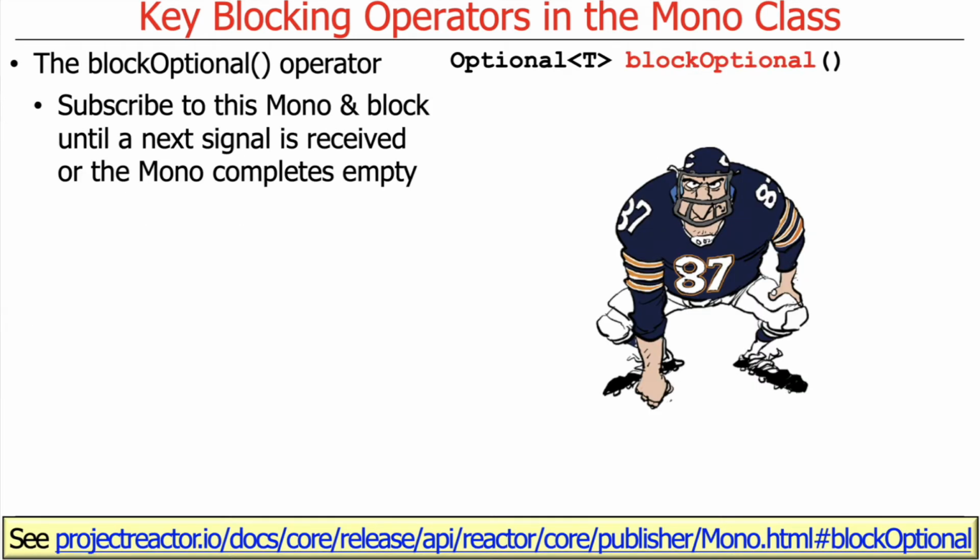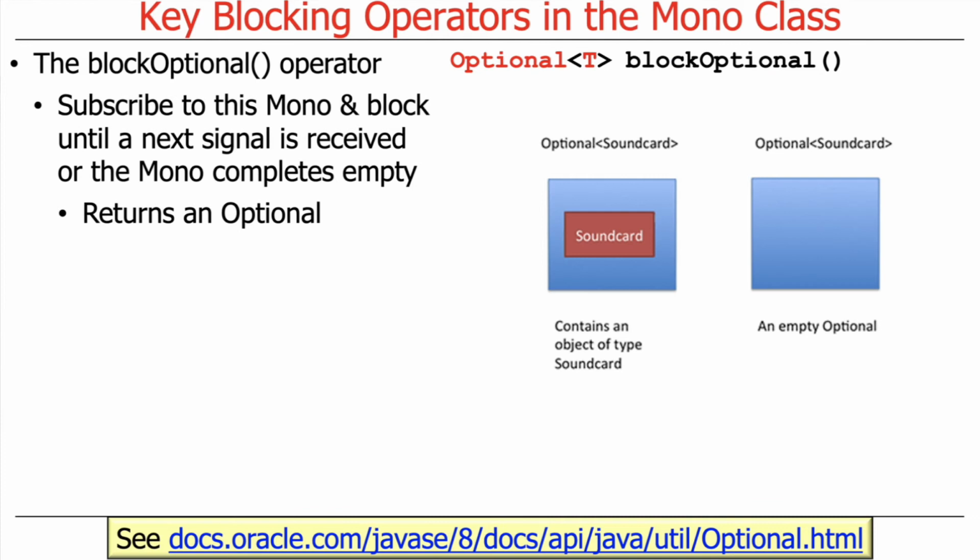The next operator I want to talk about here is called the blockOptional operator. And this is very similar to block. The difference is it subscribes to the mono and blocks until the next signal is received or until the mono completes empty. So what it does is it returns an Optional.